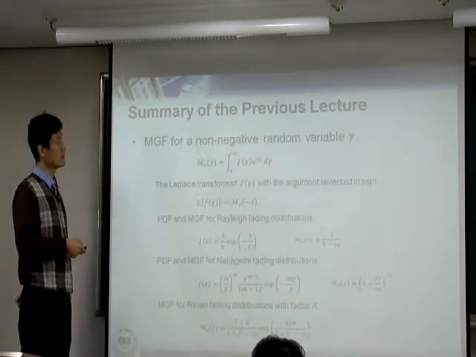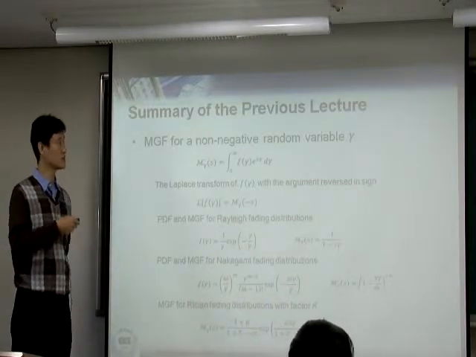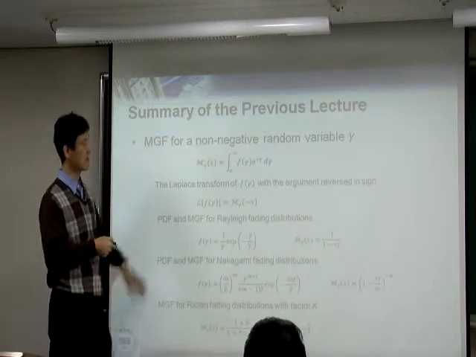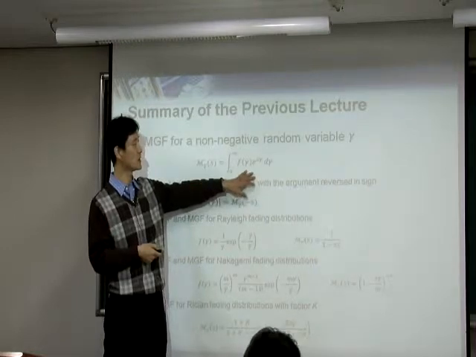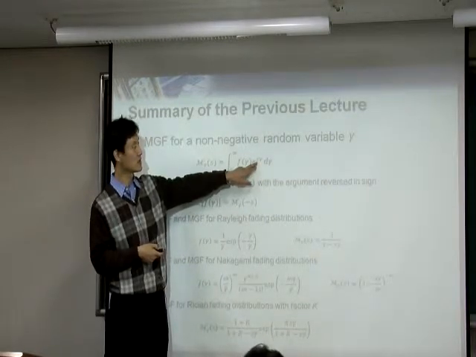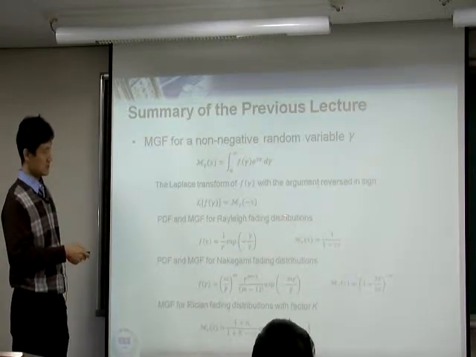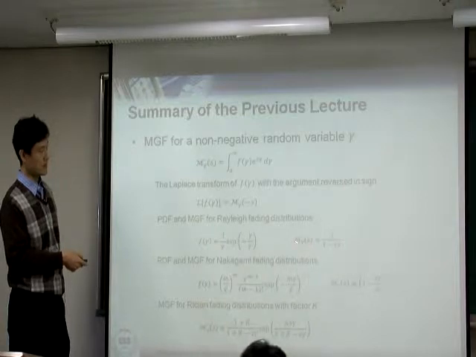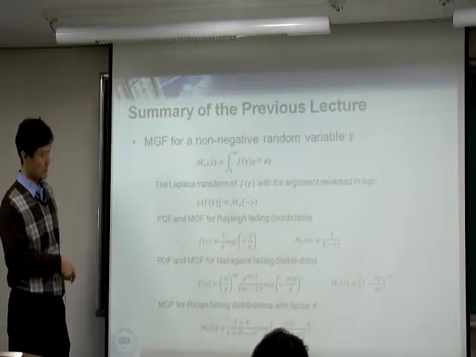Another popular way for performance analysis is sometimes to use the MGF, the moment generating function. And here's the definition of the moment generating function. As you can see here, this one is very close to the Laplace transform, except you use s instead of minus s. Okay, that's what you see here. For Rayleigh and Nakagami, you can find the MGF for each of them.